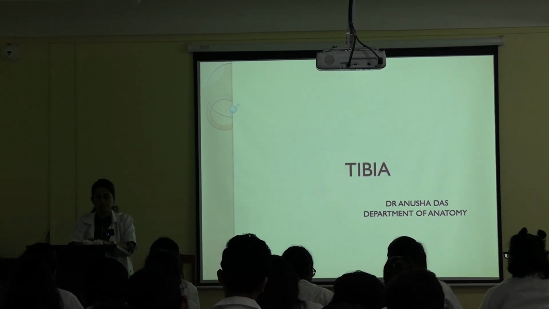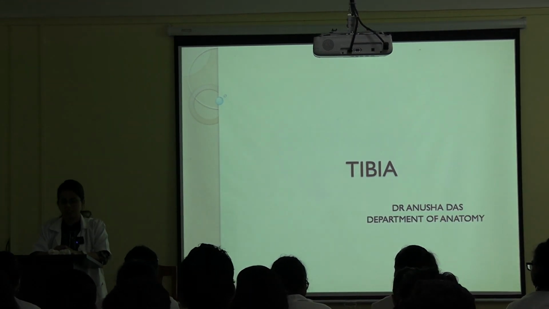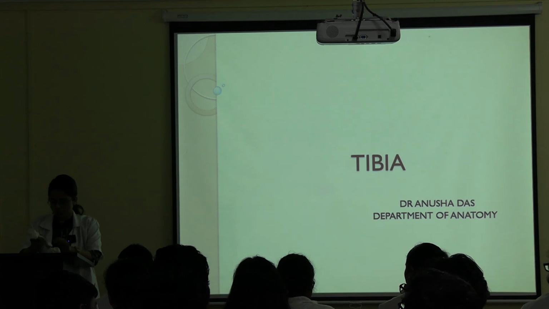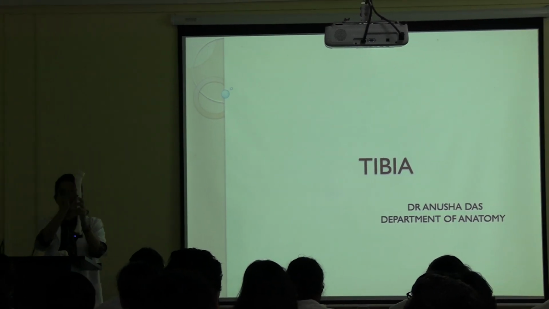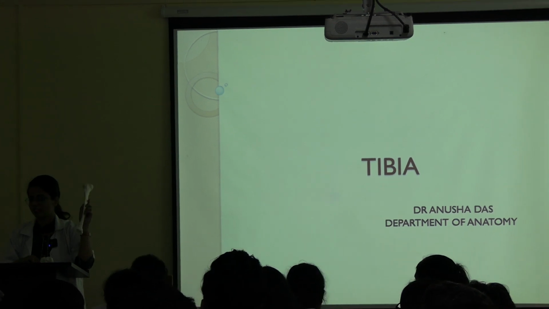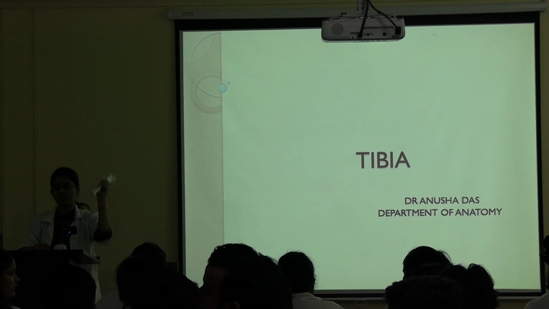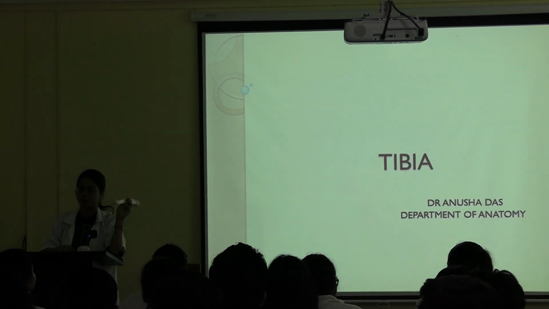Lower limb. Which part of lower limb? The medial side of this leg. Okay, so this is the medial bone of leg. Last bench, can you see? You can see. Otherwise, you can come here. You can see? Yes. Okay.